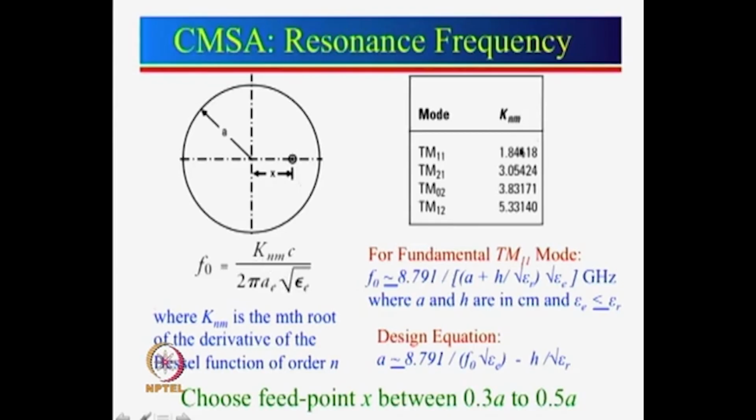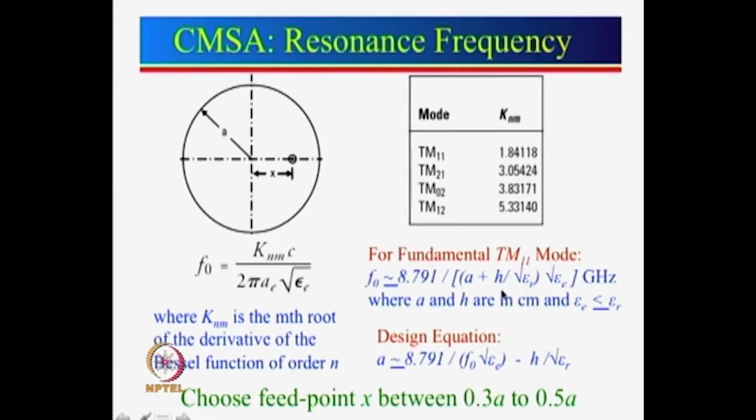KNM is 1.84118, C is nothing but 3 into 10 to the power 10 centimeter per second. The 2 pi AE, AE is A effective. So these two terms in the numerator and two terms in the denominator, if we simplify, it comes out to be 8.791, and frequency is defined in terms of gigahertz. Now we have used an approximate formula for AE. So AE has been written as A plus delta A. Delta A is nothing but H by square root epsilon r.